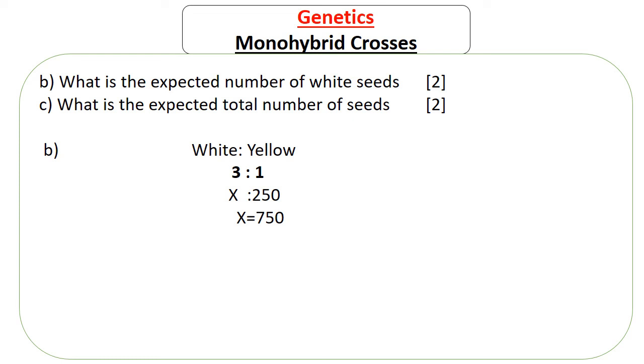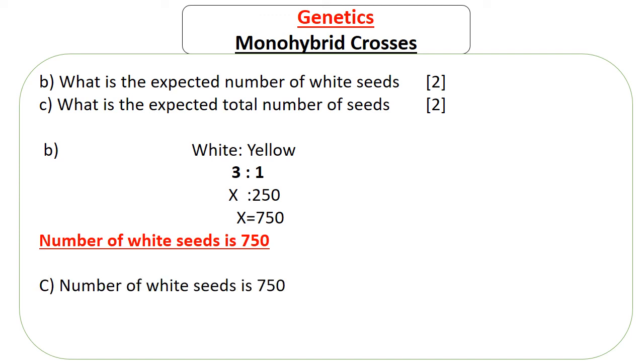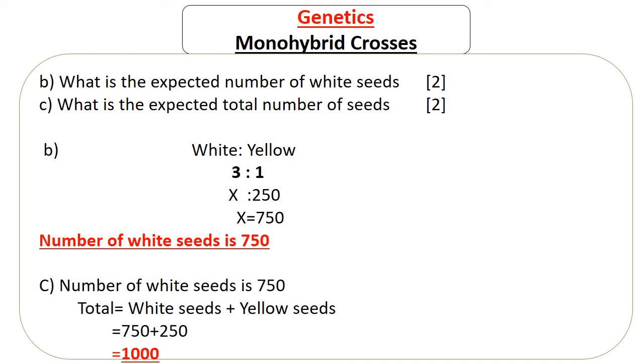Question C, what is the expected total number of seeds? For the expected total number, we add the 250 for the yellow and the 750 for the white. But let me just emphasize on this one, the number of white seeds is 750. So now we know that the number of white seeds is 750. Total is white seeds plus yellow seeds, like I said. So 750 plus 250 gives us 1000 as the total number of seeds.